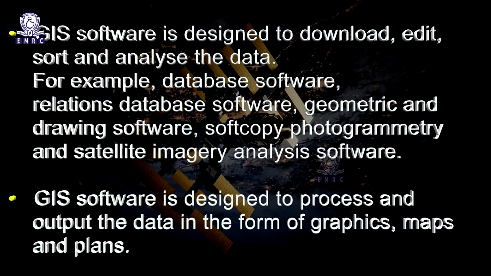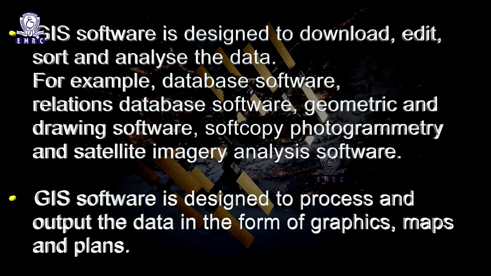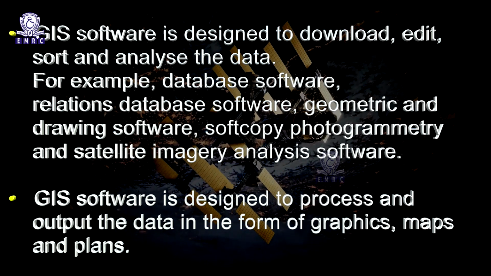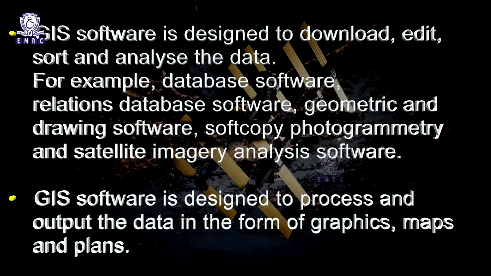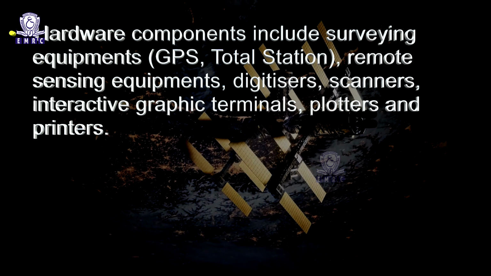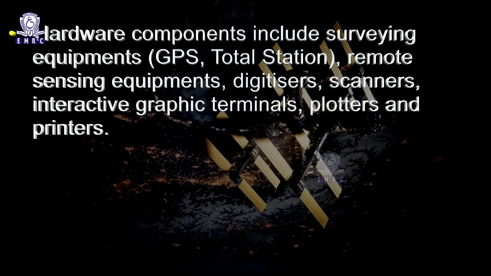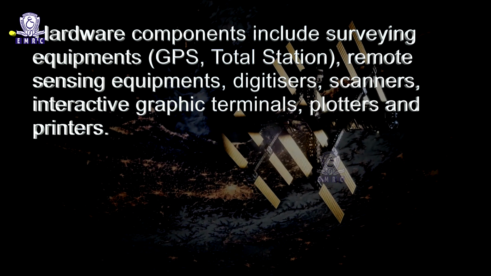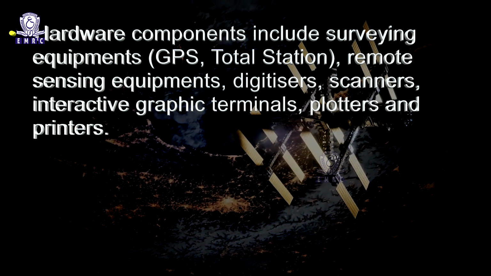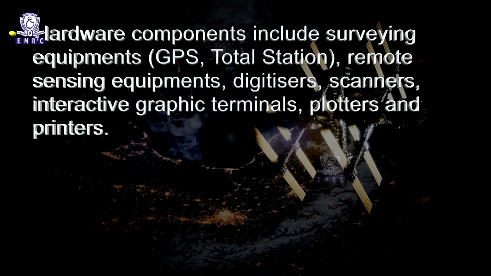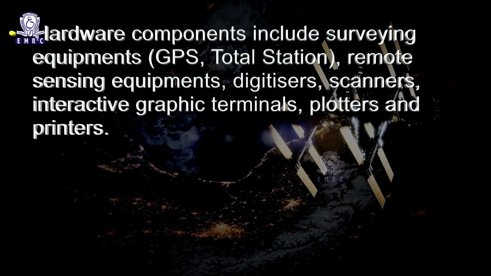GIS software is designed to process and output the data in the form of graphics, maps and plans. Hardware components include surveying equipment, GPS, total station, remote sensing equipment, digitizers, scanners, interactive graphic terminals, plotters and printers.